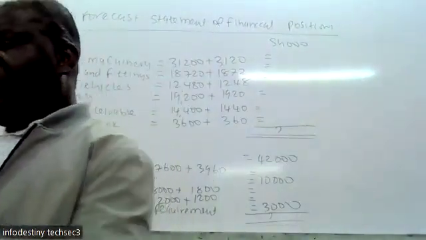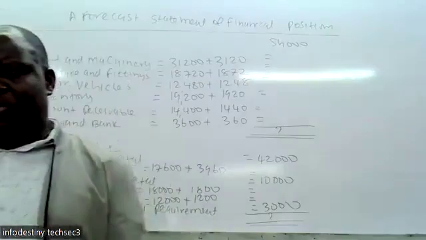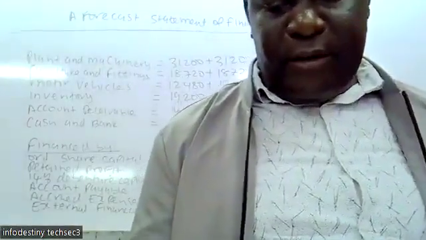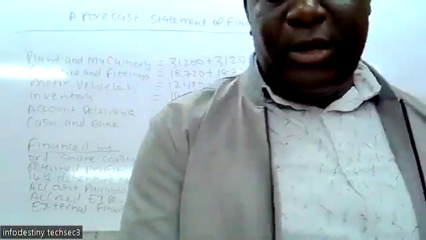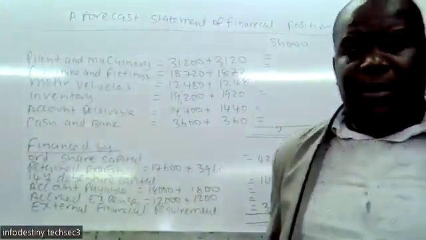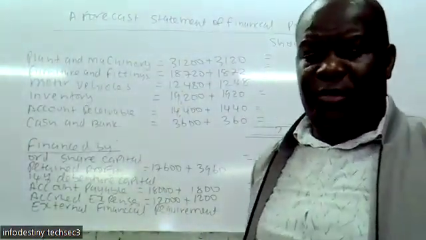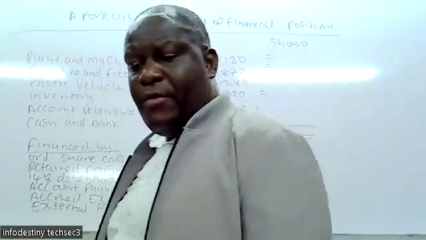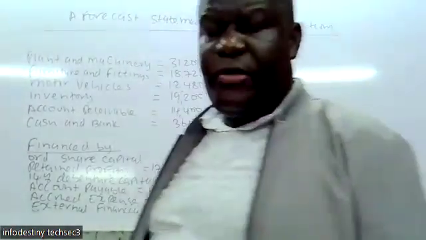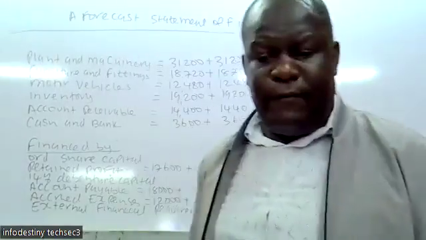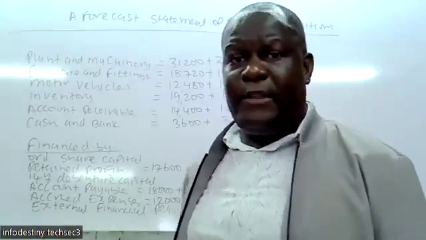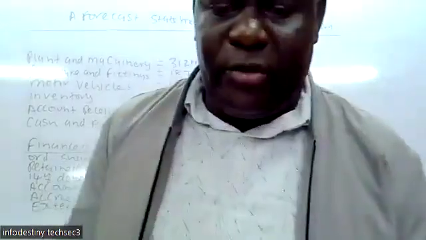So there is also the Roman letter 3, where they wanted you to comment on the weaknesses of the method. So those, we can have weaknesses or assumptions or limitations of the percentage of sales method. When the question asks you for the assumptions, they are the same as the weaknesses or limitations of the percentage of the sales method.